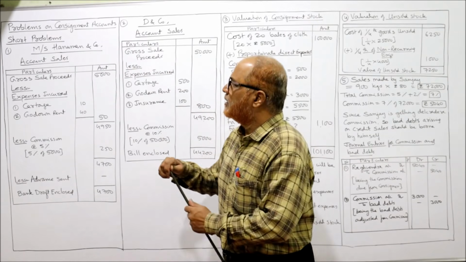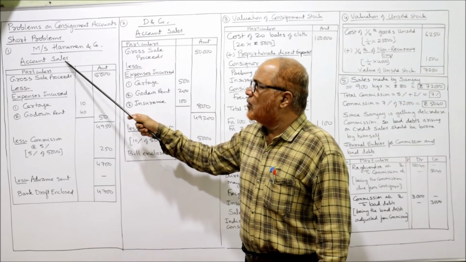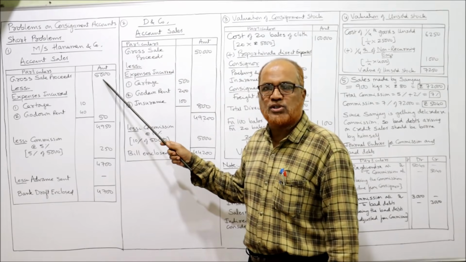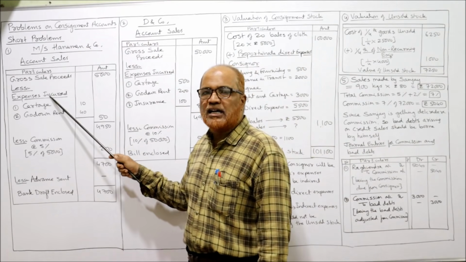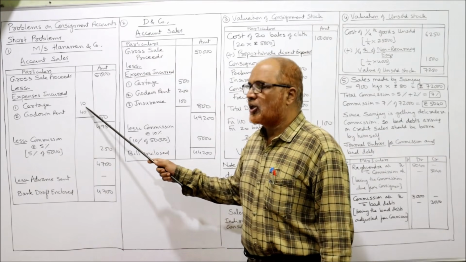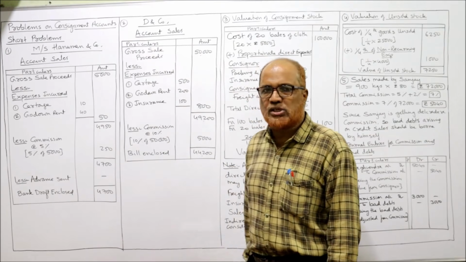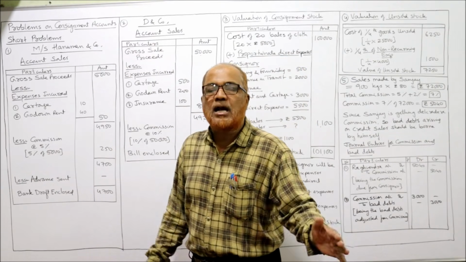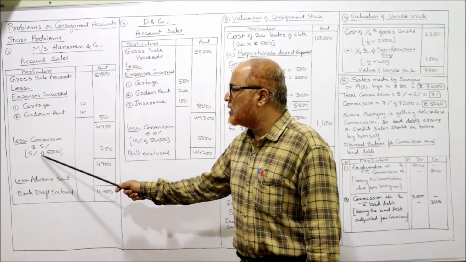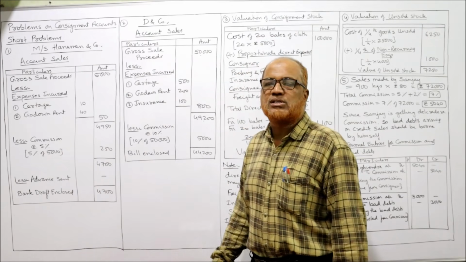See carefully. This is the format of account sales. Messrs. Hanuman and Company, consignee. Account sales, gross sale proceeds 5,000, given in the problem. Less expenses incurred. How much expenses has the consignee incurred? Cartage 10 rupees, godown rent 40, so 50 rupees he has incurred. Deduct: 5,000 minus 50, 4,950. From this he deducts his commission also. The commission is agreed at 5%. So 5% of gross sales 5,000 comes to 250. Deduct 250, 4,700.